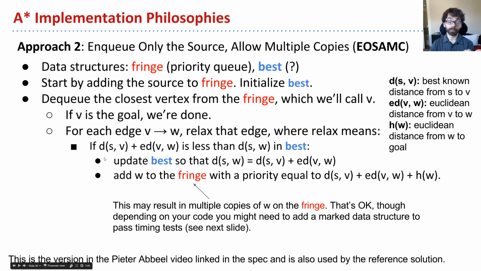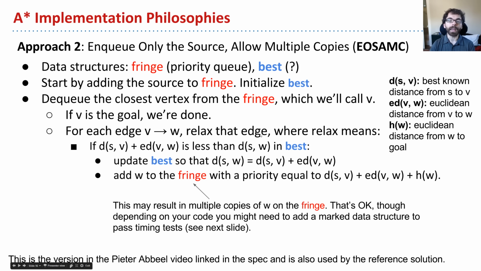If the distance that we have from the source to the vertex v, that is along the whole path, whatever it may be, this is stored in best, plus the Euclidean distance from v to w, that's the edge weight from v to w, if that sum is less than what we currently know is our best distance to w from the source, which presumably should start off as infinity, or if you want, you can do something slightly different where you say if it's not in there, then it's infinity. Whatever, however you want to do it.